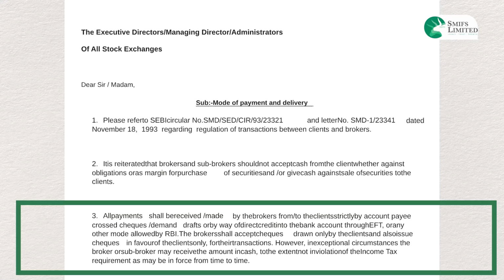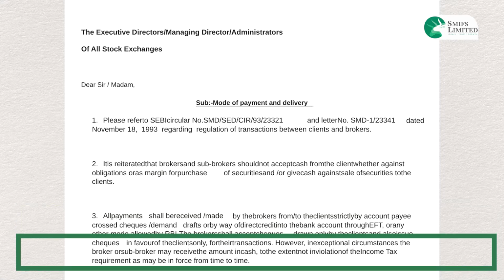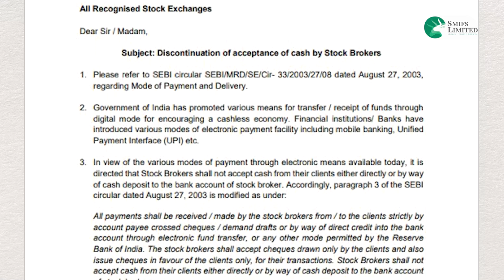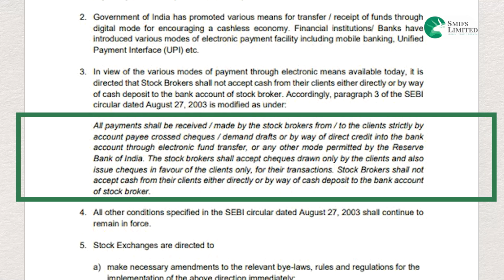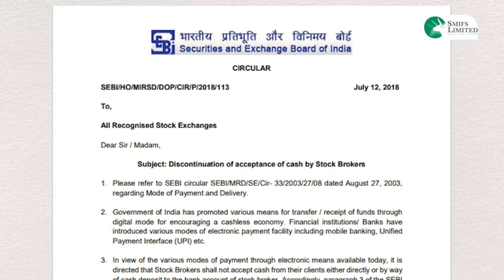However, in exceptional circumstances, the broker or sub-broker may receive the amount in cash to the extent not in violation of the income tax requirements as may be enforced from time to time. Now this bit, that is, in exceptional circumstances the broker or sub-broker may receive the amount in cash, has been dropped by another SEBI circular which was enshrined in the year 2018. I will take you through that circular as well.